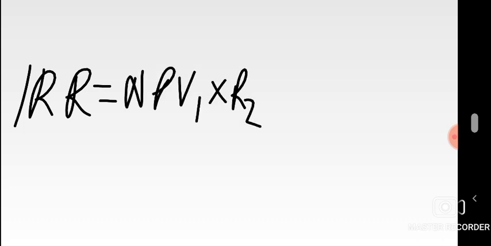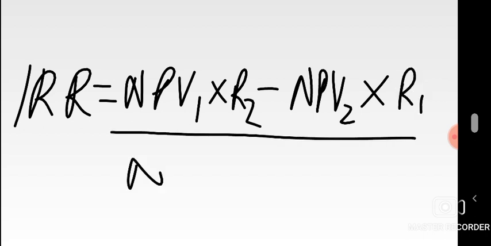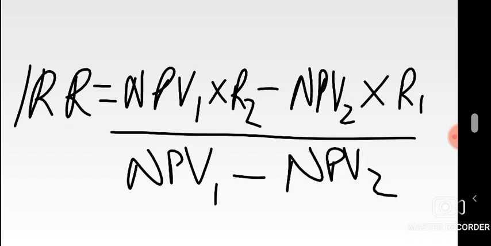So we just get to use this formula. IRR is equal to, and I'll use one of them. There are many. I'll go for this one in this video. NPV1 times R2, that's rate 2, minus NPV2 times rate 1, over NPV1 minus NPV2. These are the formulas we work with. This one will give you the direct IRR you're looking for.